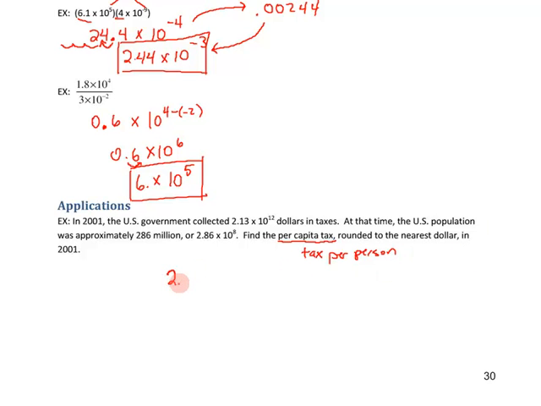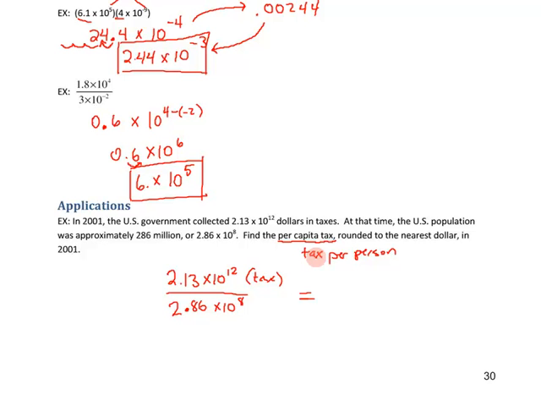So we would take 2.13 times 10 to the 12th. That's dollars. Okay, that's the taxes, divided by the number of people, sorry, 286 million, or 2.86 times 10 to the 8th. Okay, so I'll divide that. In fact, I'm going to pull out my calculator and do that right here.